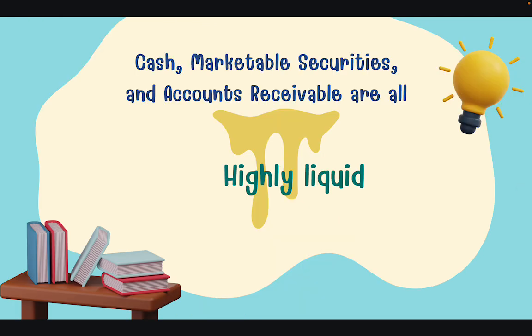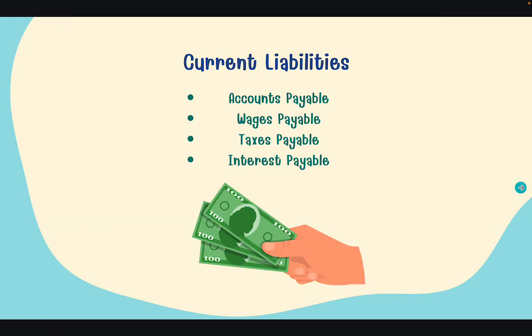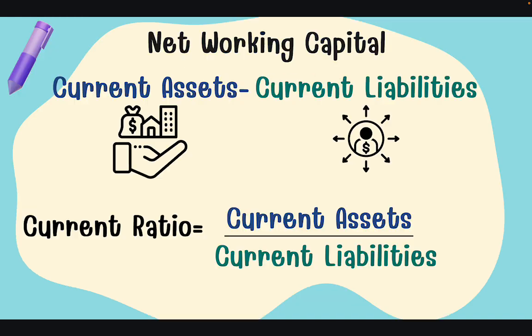Then we have to look in detail at what is actually liquid. So when looking at what's liquid on a balance sheet, we've got the cash, we have the marketable securities, and the accounts receivable. Those are all highly liquid. So if you're asked about the liquidity of a company, you're going to look at the cash, marketable securities, and accounts receivable. Those are all extremely liquid. The current liabilities are going to be the accounts payable, the wages payable, the taxes payable, and the interest payable. Those are the current liabilities.